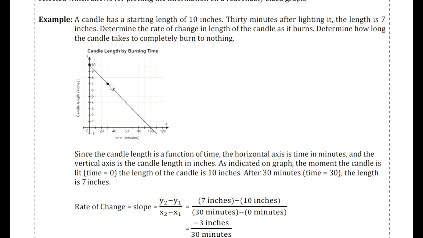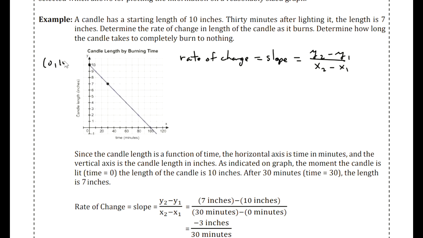What we want to do is see how the rate of change, the slope, tells us how fast the candle is burning. So the rate of change is the slope. We can calculate the slope as rise over run. We can also use our slope formula. To use the slope formula, we need two ordered pairs, and that's what we see here on the graph.